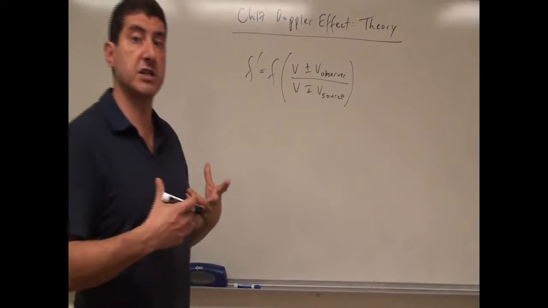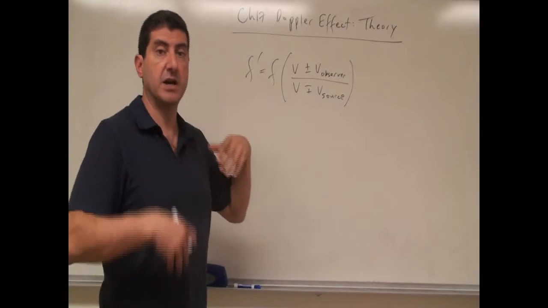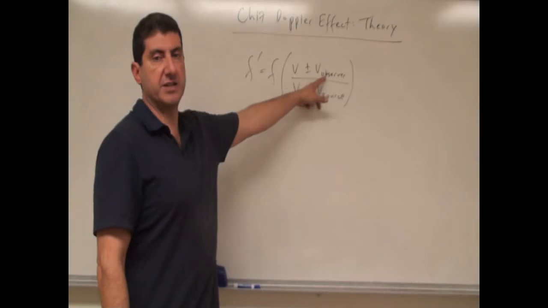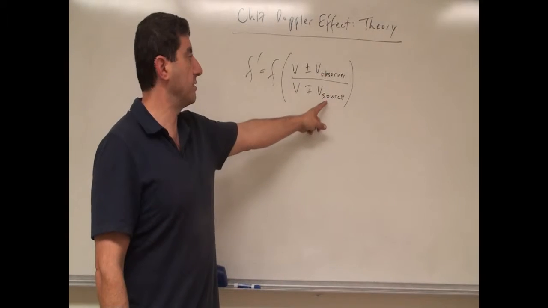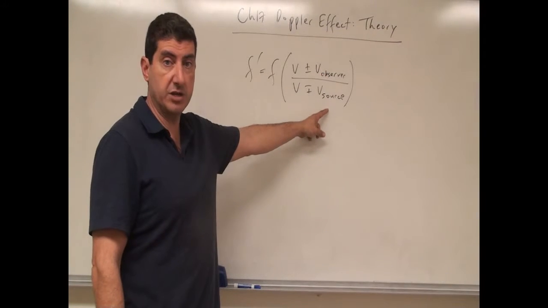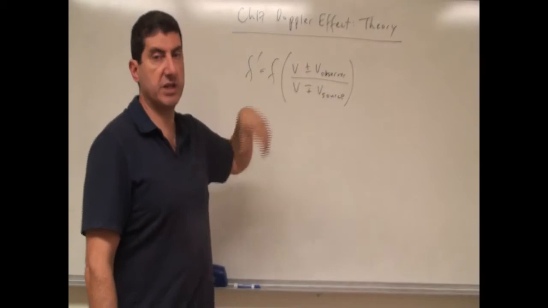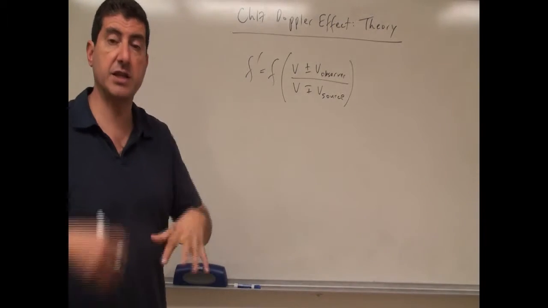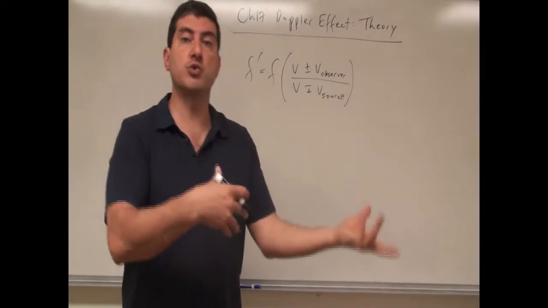So right now I want to explain to you the idea behind the Doppler effect, and then show you why the observer's velocity is in the numerator and the source's velocity is in the denominator, and then what it means to say plus minus and what it means to say minus plus in the denominator, and then explain when to use which one.